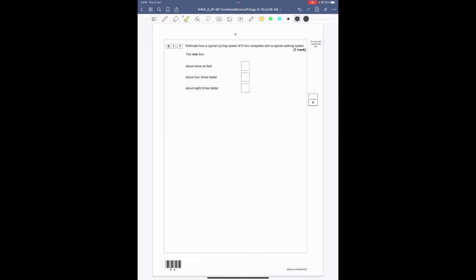Question 1.7 then. Estimate how a typical cycling speed of 6 meters per second compares with a typical walking speed. So these are some of your values that you just need to know for different speeds. Walking is generally regarded as being 1.5 meters per second. Jogging or running is generally considered to be roughly 3 meters per second. And then cycling is, as it said in the question, 6 meters per second.